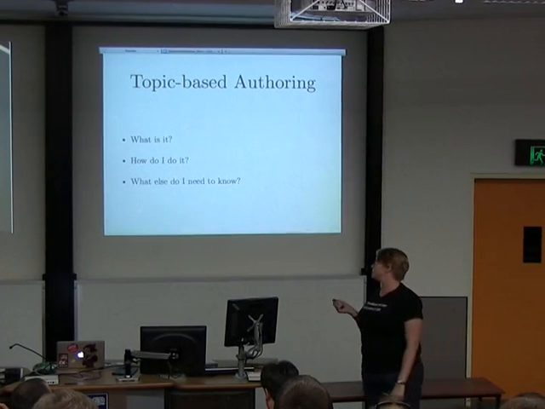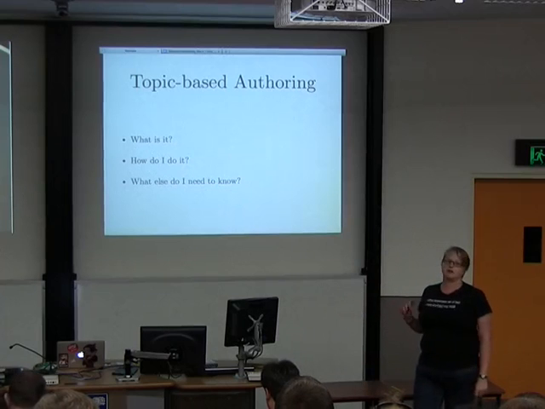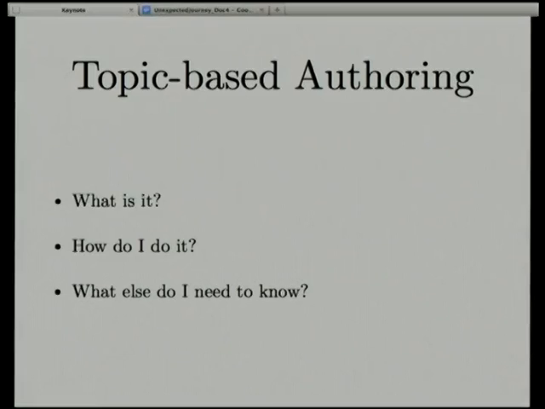The three questions are: what is it, how do I do it, and what else do I need to know? So what is it? This is what we call a concept. Perfect example: a penguin is a flightless bird. So this is answering the question, what is it? What the hell is this thing? Why do I want it?